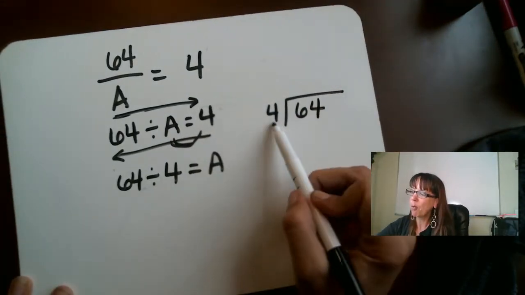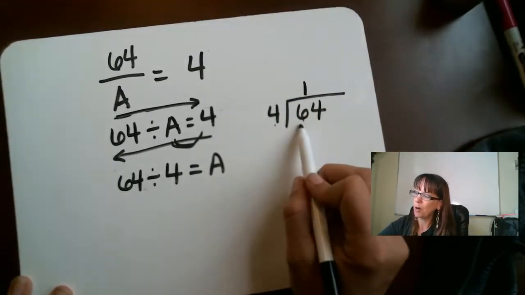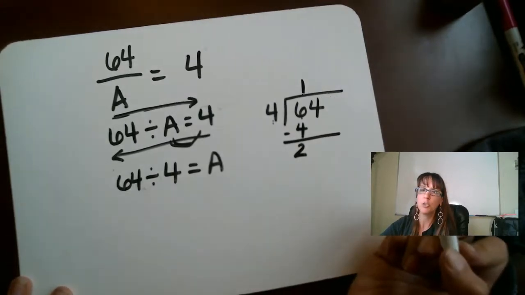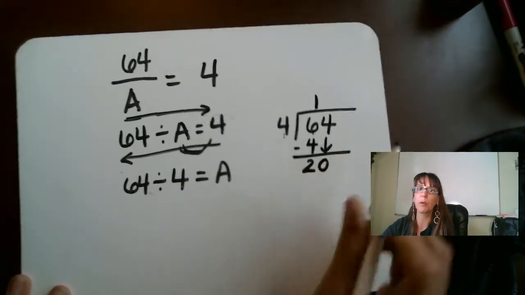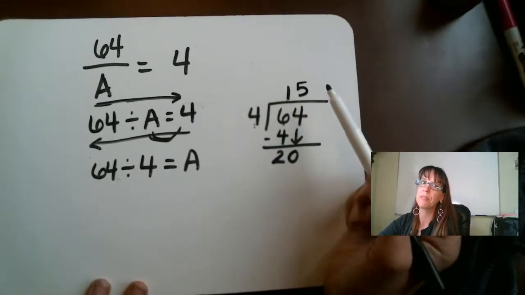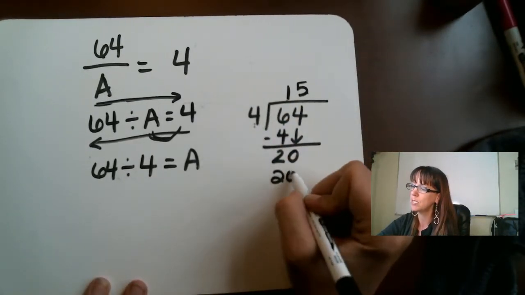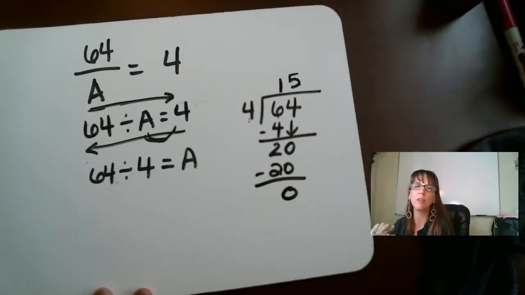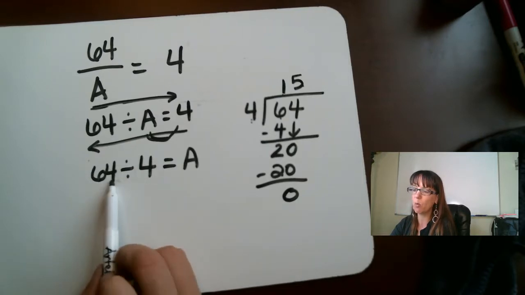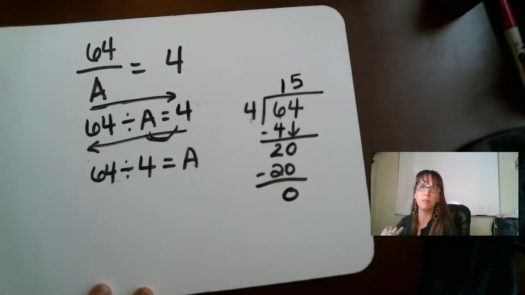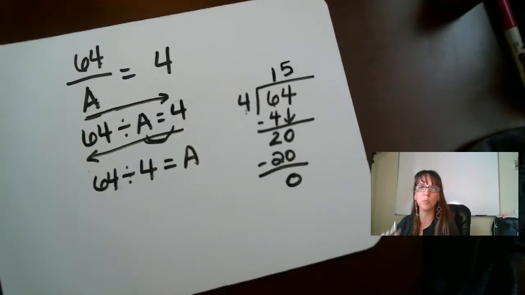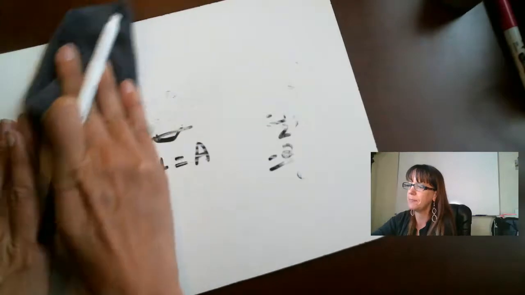4. 4 goes into 6 one time without going over. 1 times 4 is 4. We get 2, and every time we subtract, we also bring down. 4 goes into 24 5 times. 5 times 4 is 20. Subtract, and we have a remainder of 0. So come back over here. Let's double check our work. 64 divided by 4 will give us 16. 64 divided by 16 will give us 4 because we can interchange those guys. All right.